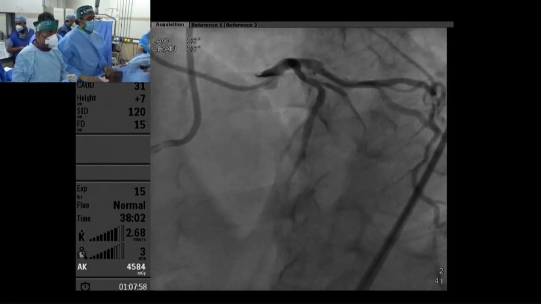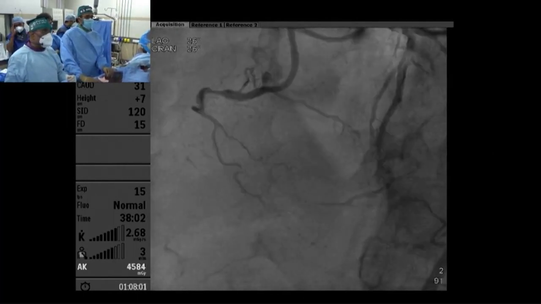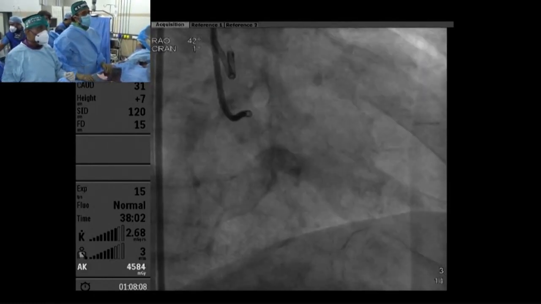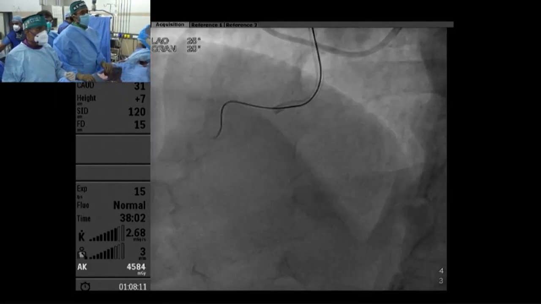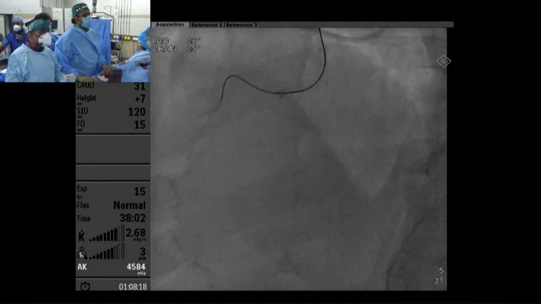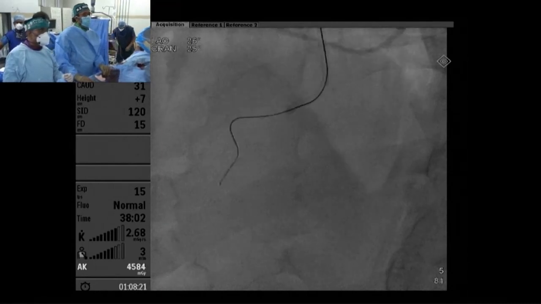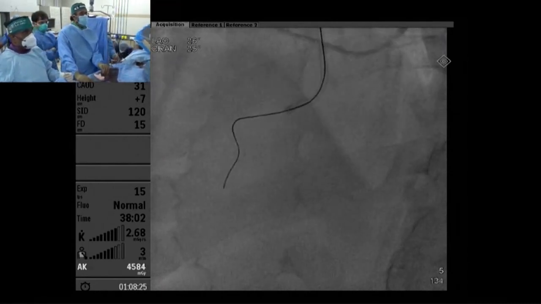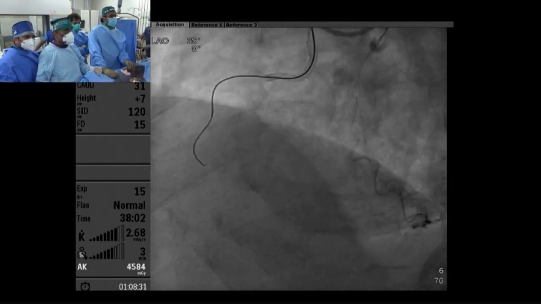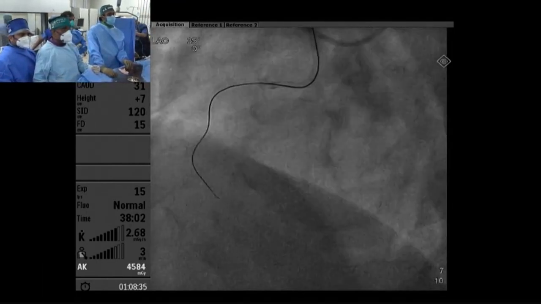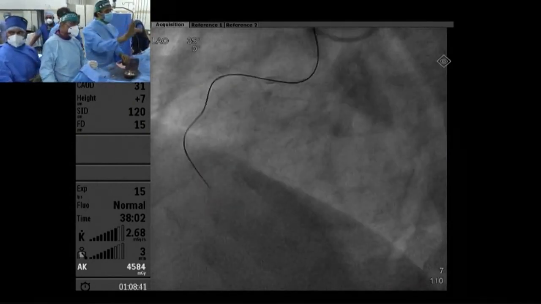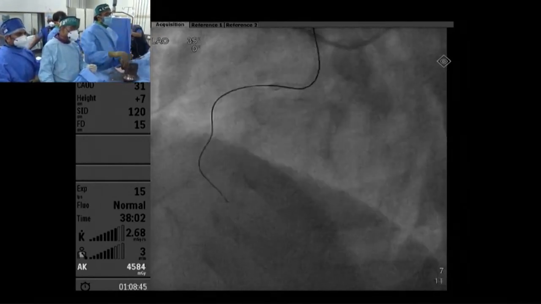So we are with AR1, and next run, we come with a Gaia wire. This is Gaia 2. There is no real support from behind except for a decent position of the right guide. So Gaia is making progress on its own. It is guided by the left injection. Next. Dr. Hiremath, did you use a microcatheter? We did not. The microcatheter is there, but it is not brought in as yet, but it is in the guide catheter.